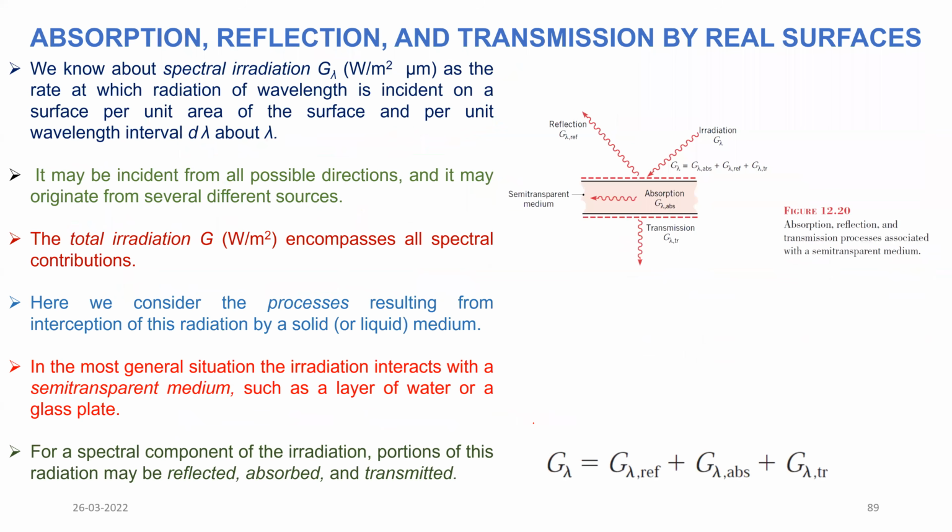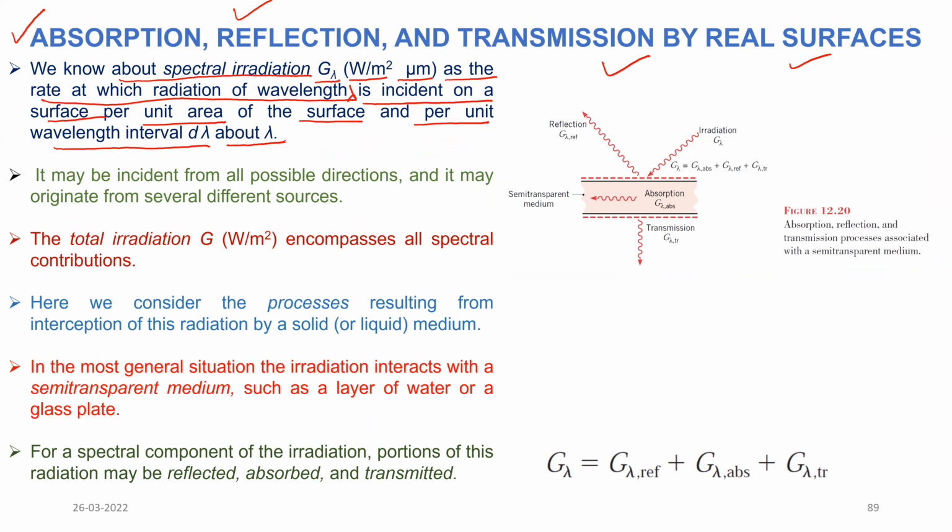Now let us proceed to the next topic. This we have studied earlier also, but I am repeating it here with some modification. So once again, absorption, reflection, and transmission by the real surfaces. Okay. So we know that spectral irradiation G lambda, which has a unit watt per meter square micrometer, is the rate at which the radiation of the wavelength lambda is incident on a surface per unit area of the surface and per unit wavelength interval d lambda about lambda.